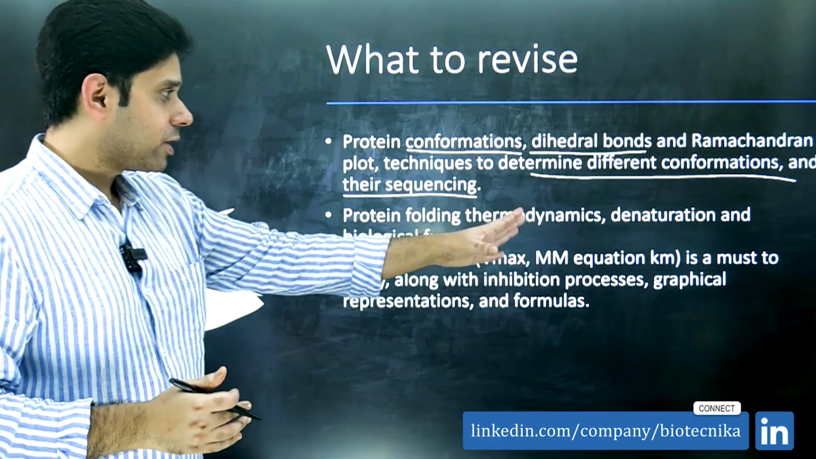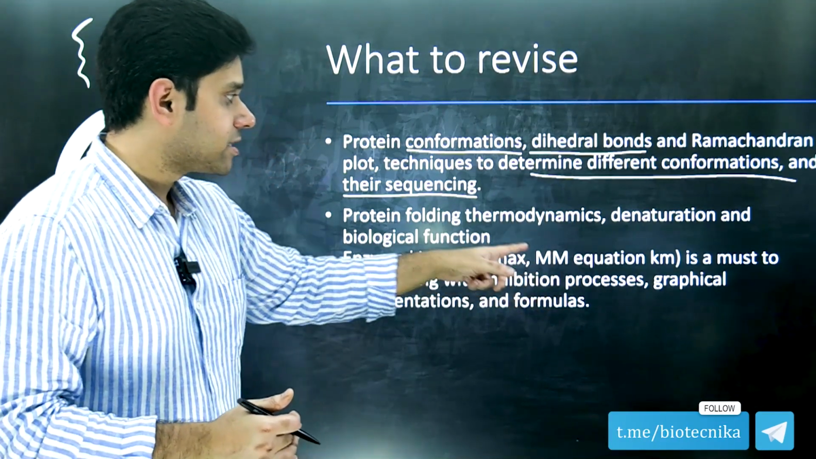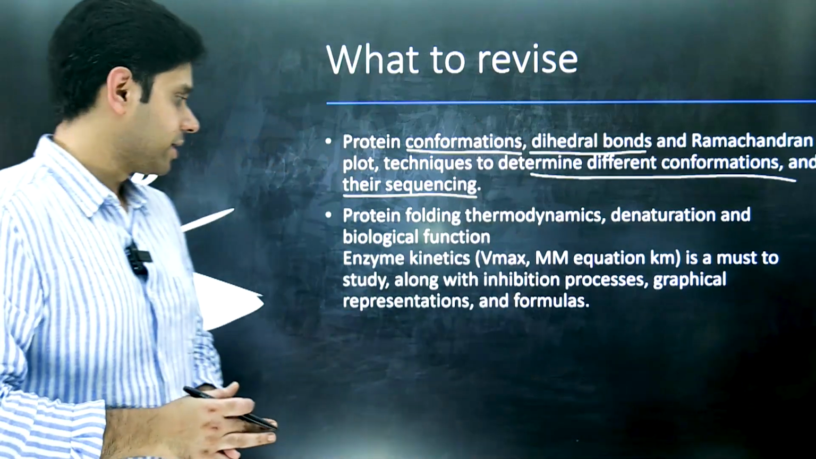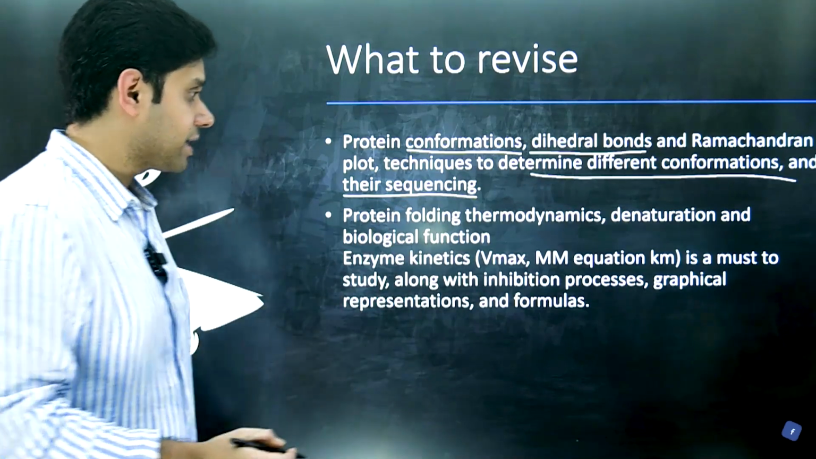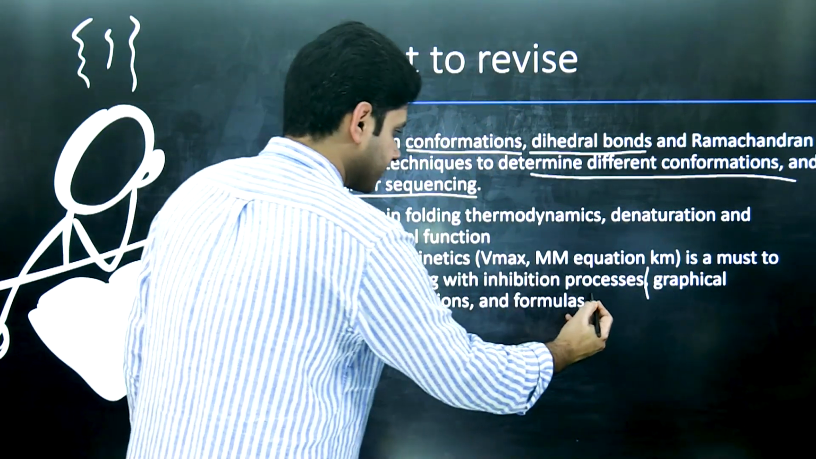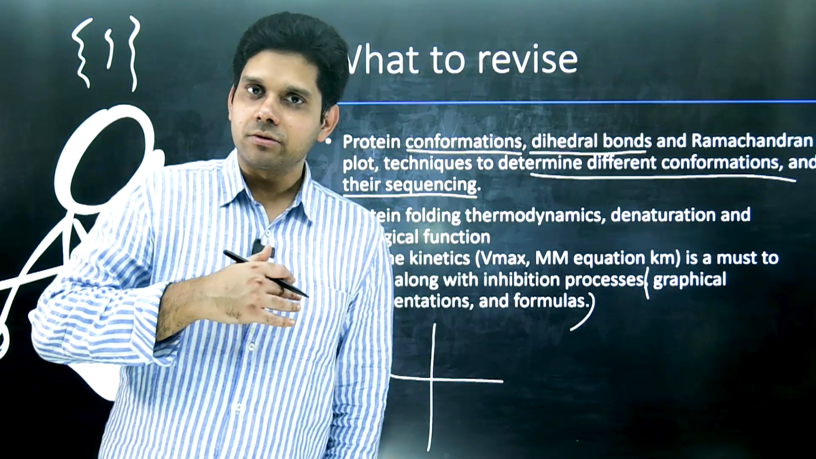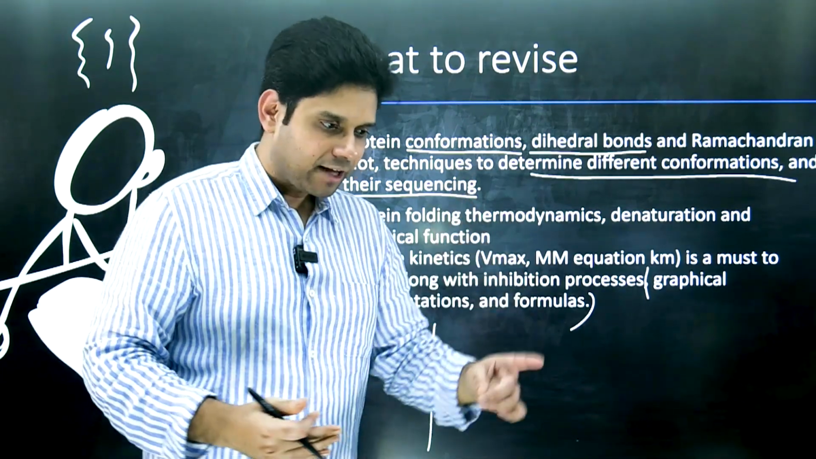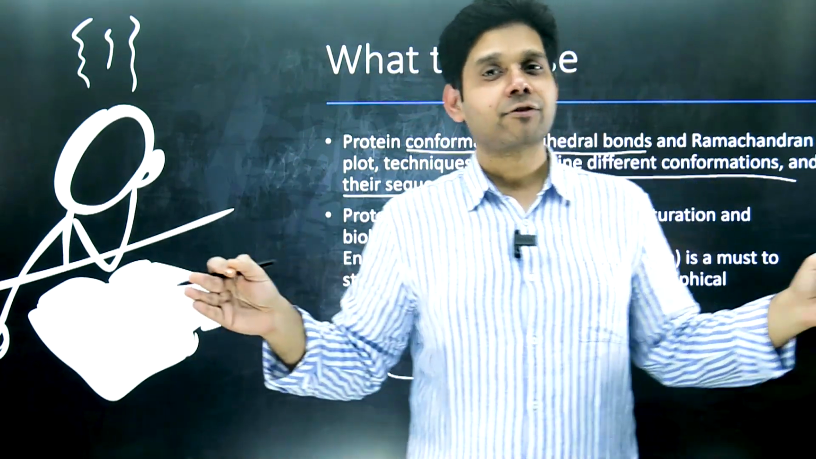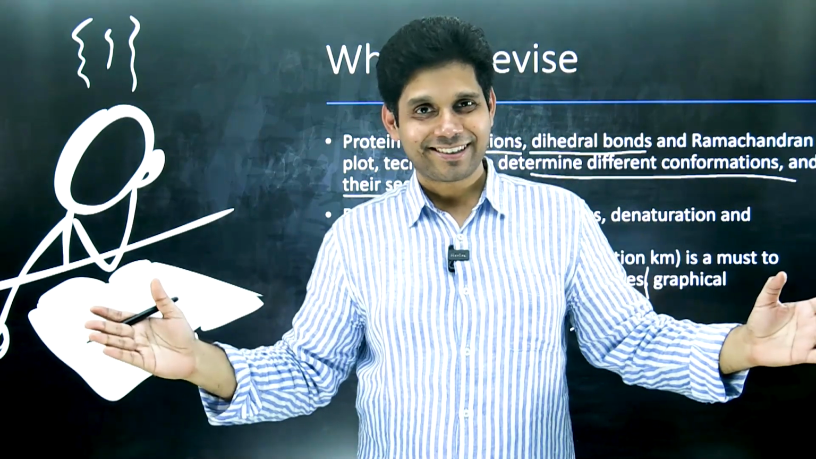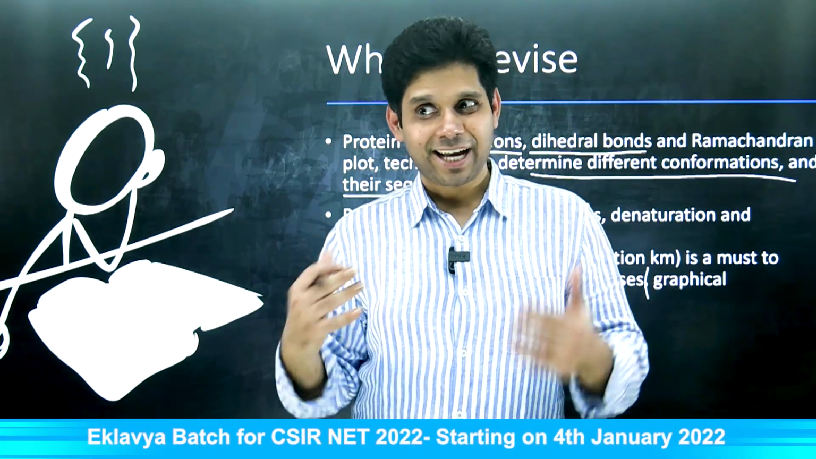Now, protein folding, thermodynamics, denaturation, biological functions, enzyme kinetics, especially the Michaelis-Menten equation, knowing the Vmax, Km, very important. It's a must to study along with inhibition processes, the graphical representations and formulas. Again, now this is where students get confused. The moment there is a graph, we either feel like skipping it or just skimming through it and marking a wrong answer. Never ever take graphical questions lightly. Data is going to be a part of your research world later on. That is why CSIR is obsessed with data-driven questions and applicatory questions, because that's how you're going to do research.